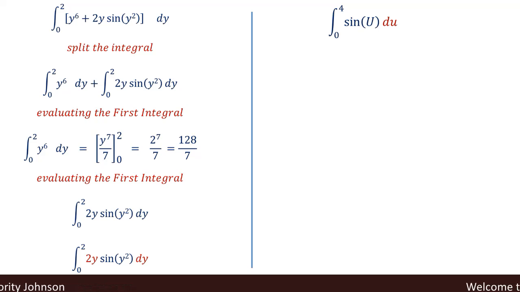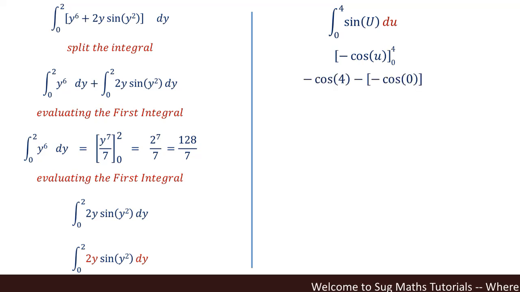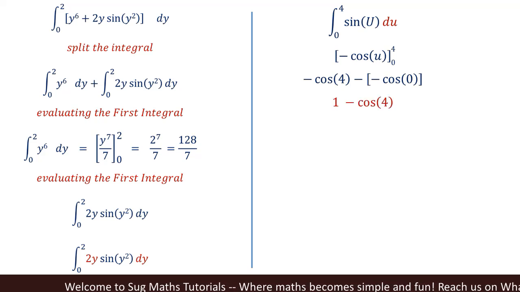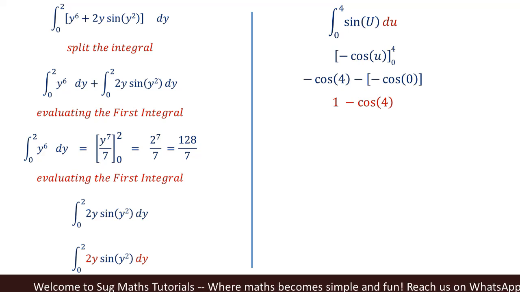Now let's integrate. When we integrate sine u, it's going to give us minus cos u over the region 0 to 4. Now substituting the upper bound minus the lower bound, we have minus cos 4 minus minus cos 0. When we evaluate cos 0, it's going to give us 1. Then minus times minus will give us plus, so here we have 1 minus cos 4.